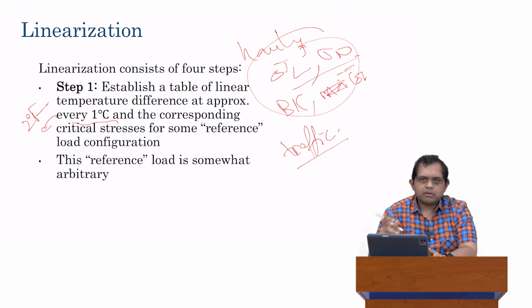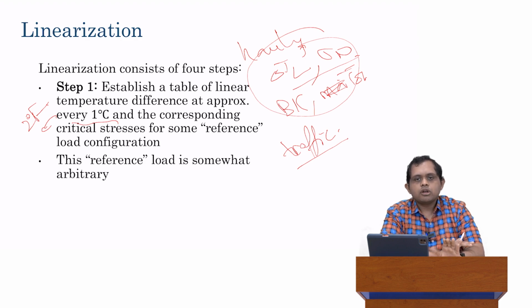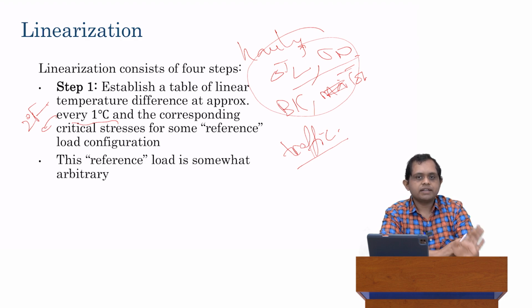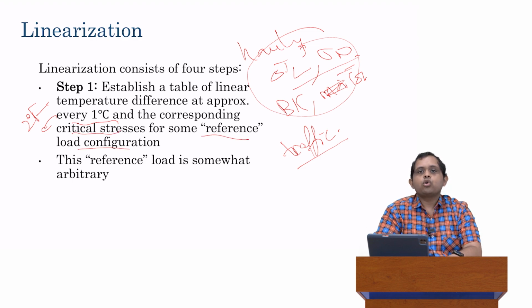So you basically create a table. I'll show you the table in the next slide. So I've got it in an example. So you create a table where you have, okay, 0 degree Celsius, 1 degree Celsius, 2 degrees Celsius, and then on the negative side, minus 1 degree Celsius, minus 2 degrees Celsius, minus 3, and so on. So create this type of table where you are stating that assume that our JPCP section has this linear temperature difference. Ignore the non-linear component. Assume it has a linear temperature difference. And then for each of those linear temperature differences, what the Pavement ME does is it calculates the critical stresses for some reference load configuration.